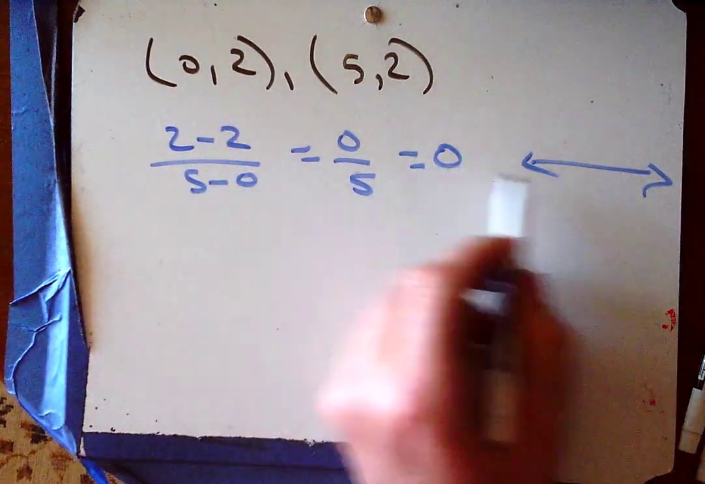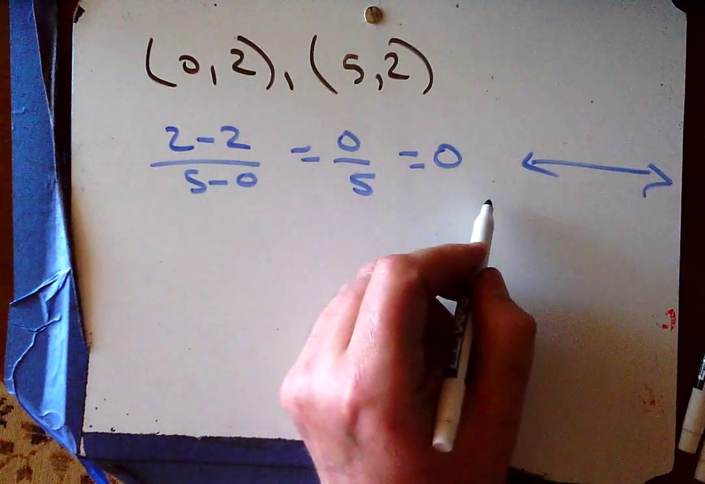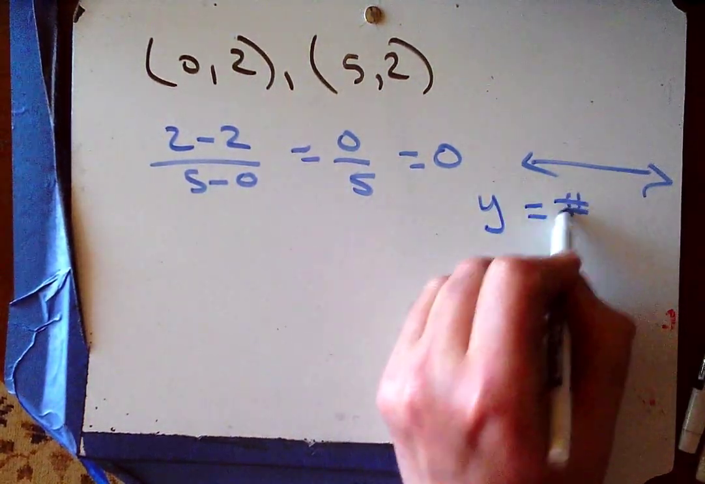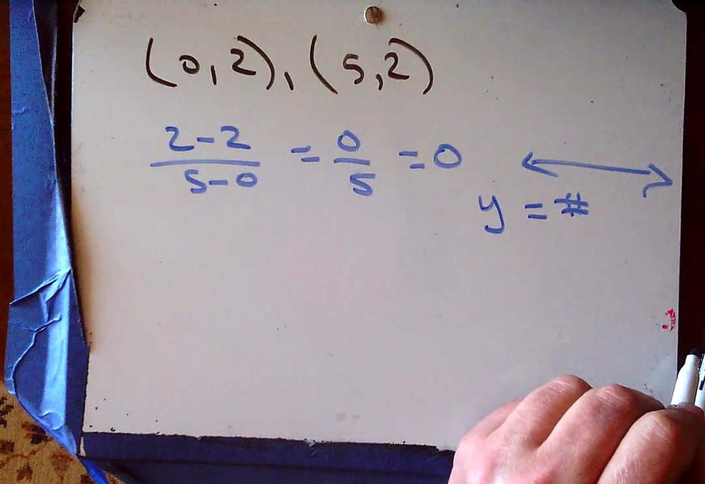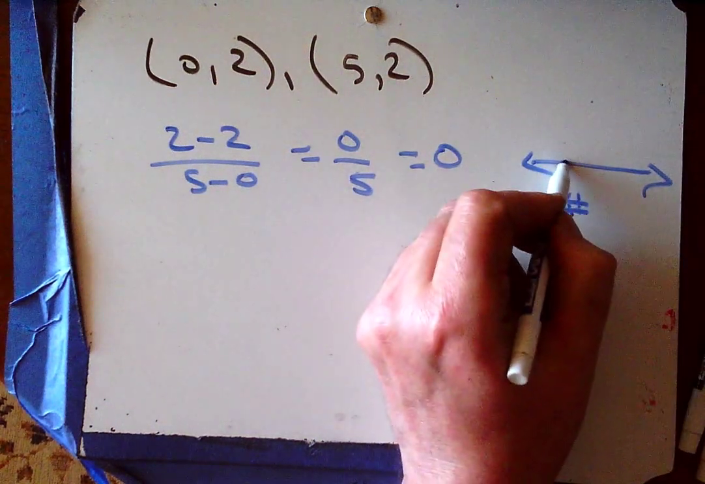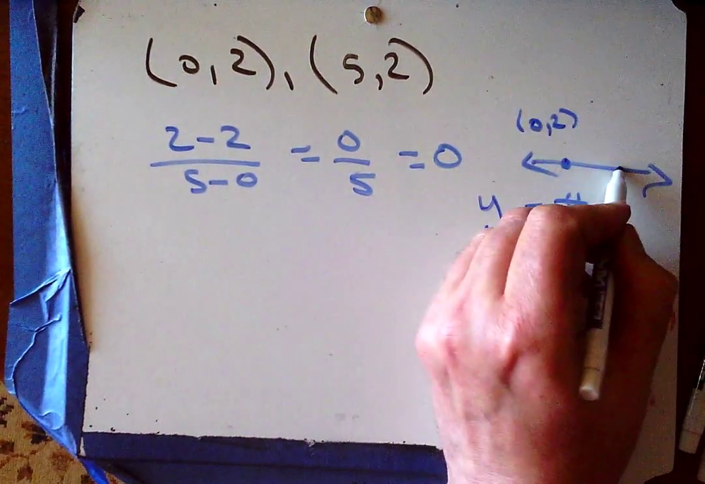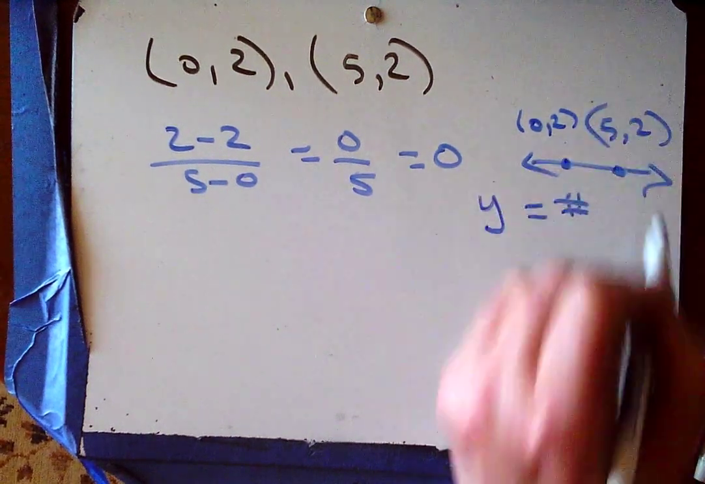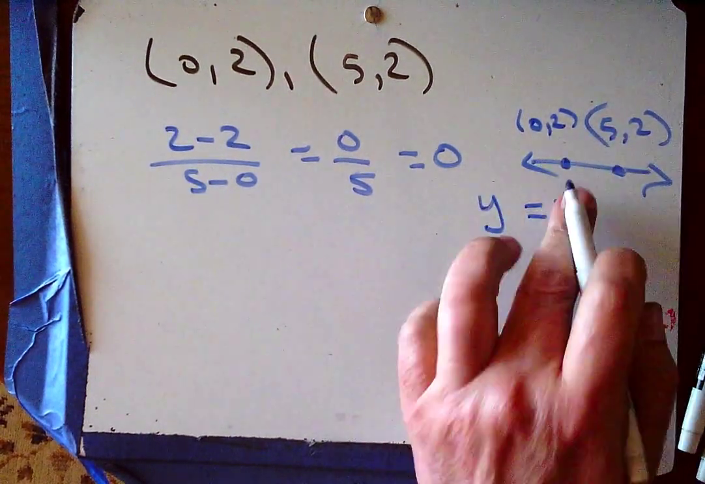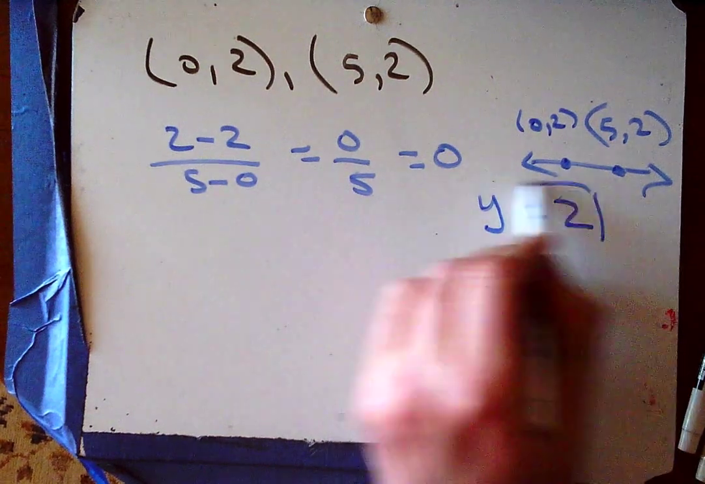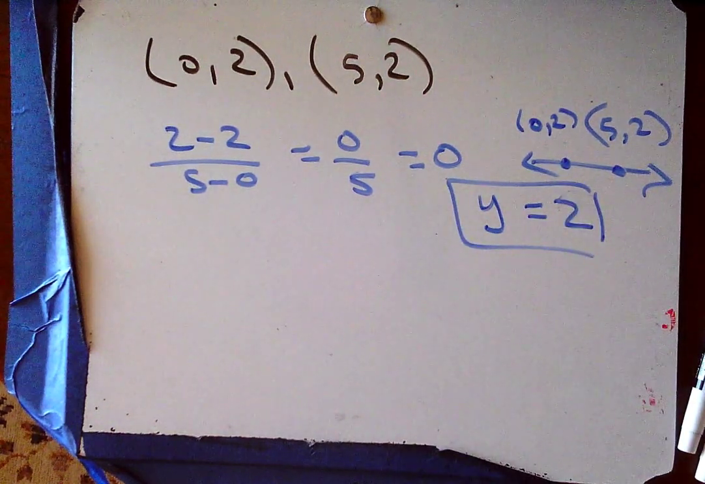So how do I write the equation of a horizontal line? Well, we said y equals a number is the equation of a horizontal line. Our line passes through (0, 2) and (5, 2). And what's our y value? It's 2. So the equation of this line is y equals 2.